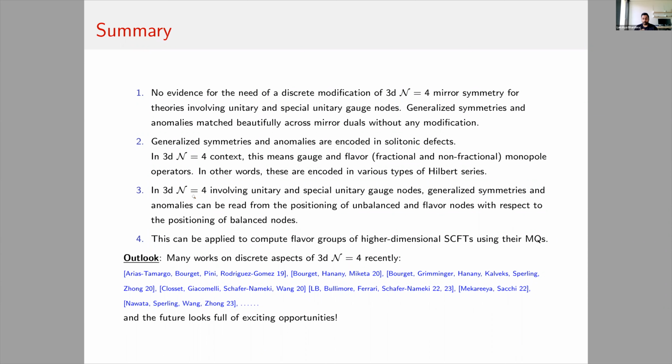So let me end with some outlook. There have been a lot of works recently on discrete aspects of 3D N=4 theories. This is a short list of the papers that I could compile. And there seems to be a lot of scope for exciting opportunities in the future, with all the exciting development in the field of generalized symmetries, especially with the advent of non-invertible symmetries and so on. So we should continue to explore it, and we will find many exciting physical applications in this context.